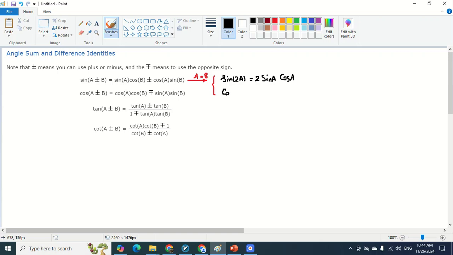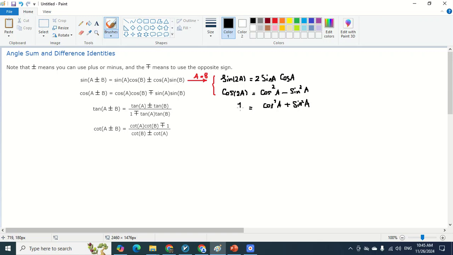And also cosine of 2A is equal to cosine square A minus sine square A. If you combine this relation with the famous relation of sine and cosine, which says that cosine square of A plus sine square of A is equal to 1, then you will reach some important relations as well.